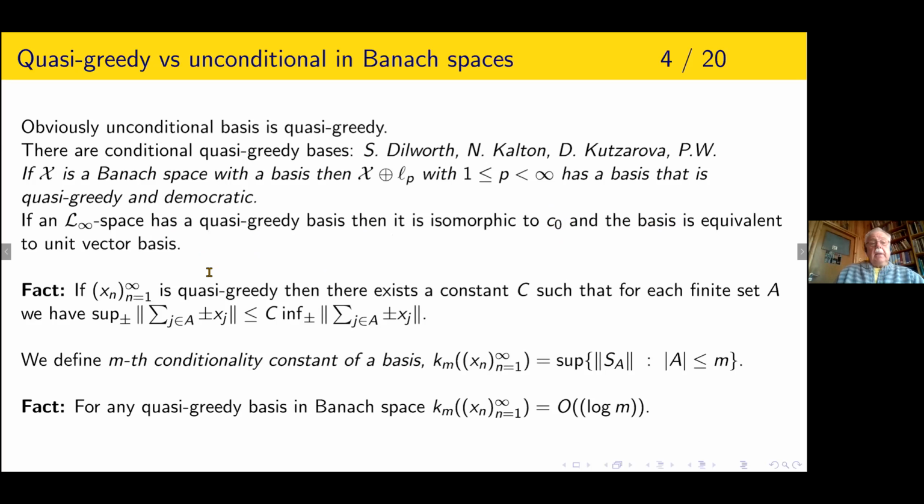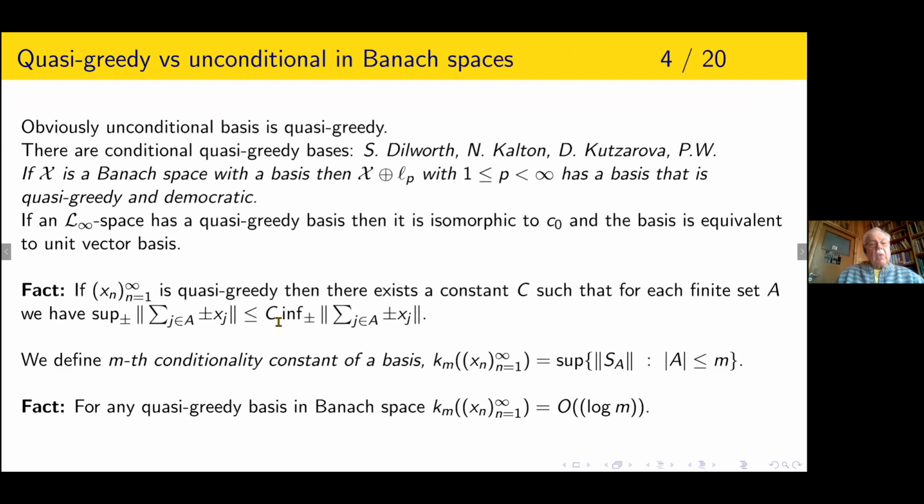Now, it is relatively easy to see, and it was observed like 20 years ago, that if the basis is quasi-greedy, then if we take a sum of basis vectors without coefficients, we can put pluses or minuses, and this will not change the norm very much. So they say that the quasi-greedy basis is unconditional for constant coefficients, let's say.